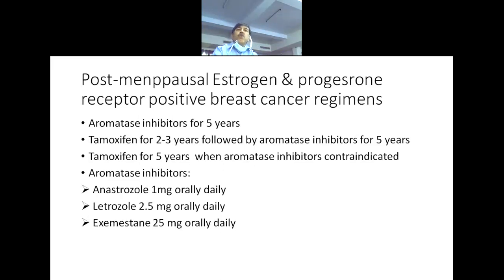Now in postmenopausal ER/PR receptor positive breast cancer, regimens are aromatase inhibitors for 5 years, or these are equally good if we give tamoxifen for 2-3 years followed by aromatase inhibitor for 5 years. And if the aromatase inhibitors are contraindicated, then we can give tamoxifen. And the commonly used aromatase inhibitors are anastrozole, letrozole, exemestane.